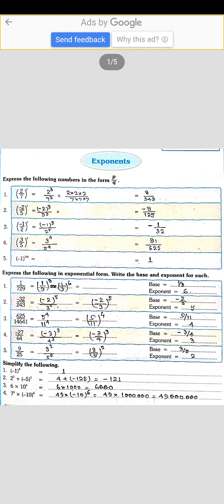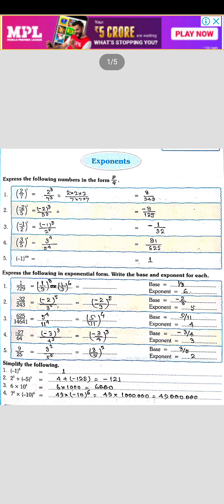Question number 2, (minus 2 by 5) whole cube equal to (minus 2) whole cube by 5 cube. Here exponent 3 is an odd number. So (minus 2) whole cube equal to minus 8. If the exponent is odd, then the sign is minus. If the exponent is even, then the sign is plus. So (minus 2) whole cube equal to minus 8. 5 cube equal to 125.